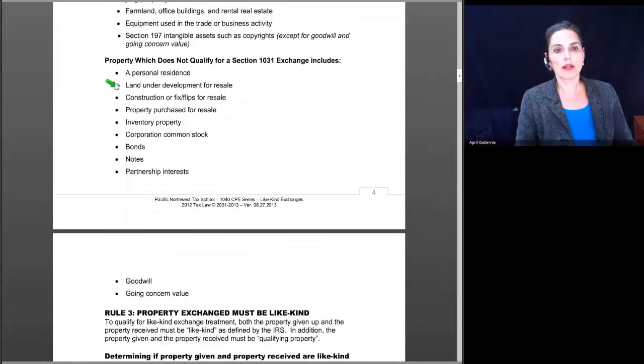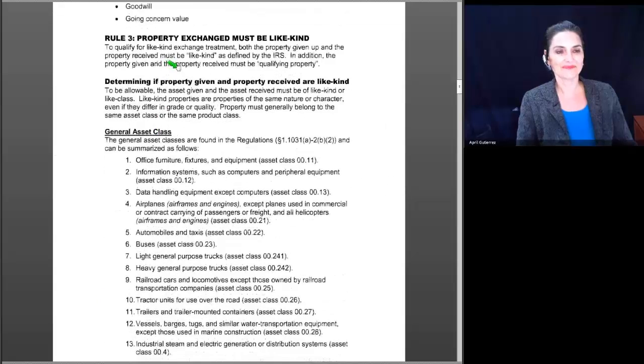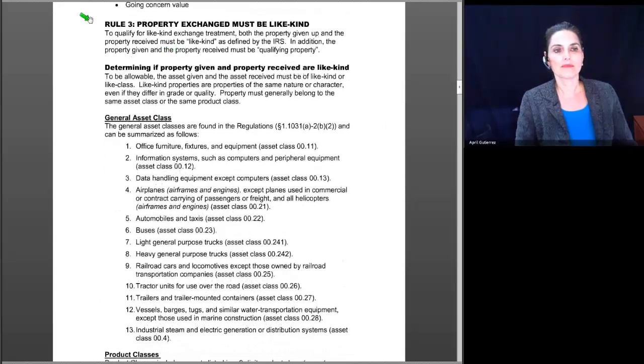Property that does not qualify for Section 1031 exchange includes a personal residence, land under development for resale, construction or fix and flips for resale, property purchased for resale, inventory property, corporation common stock, bonds, notes, partnership interests, goodwill, and going concern value. Rule number 3, the property exchanged must be like-kind.